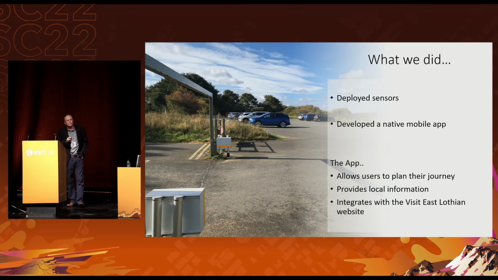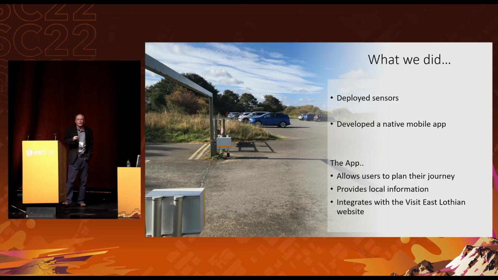So what did we do? The first thing was, how can we get this real-time information about how busy the car parks are? To do that, we deployed sensors at each of the car parks, and you can see them here. This is the entrance to the car park, and it's the grey boxes either side of the entrance there. These count the cars going in and out of the car parks. And together with the known capacity of each car park, we can then work out a busyness for each car park.